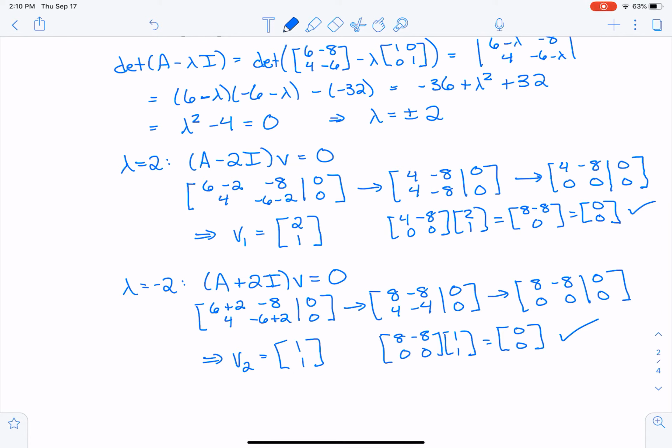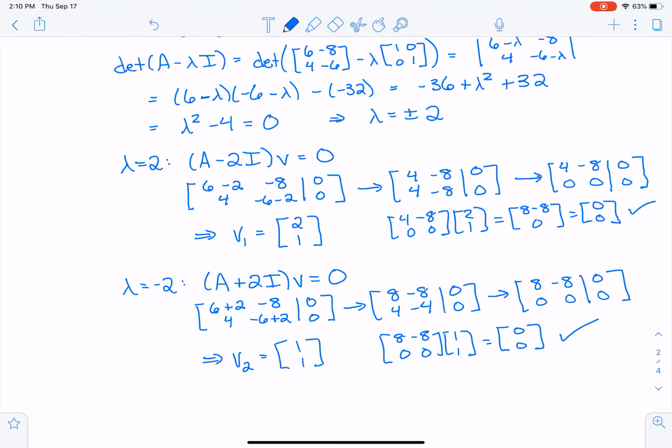I want you to notice that in both cases, when I looked at reducing this matrix, I got a row of zeros, and therefore I had a free variable. And that free variable is necessary because we are solving a matrix times a vector equals 0. And so if you want to have a non-trivial solution, you're going to need a free variable. If you're working with 2 by 2 matrices, it's going to be the fact that one row is going to be a multiple of the other row, so that when we reduce, we're going to get a row of zeros. So if you don't get a row of zeros when you reduce, then you know that you've made a mistake.